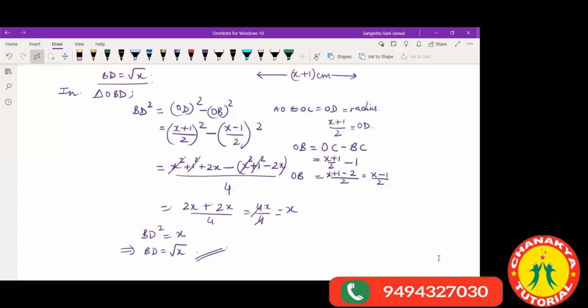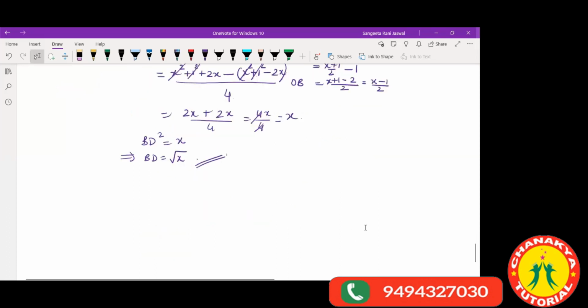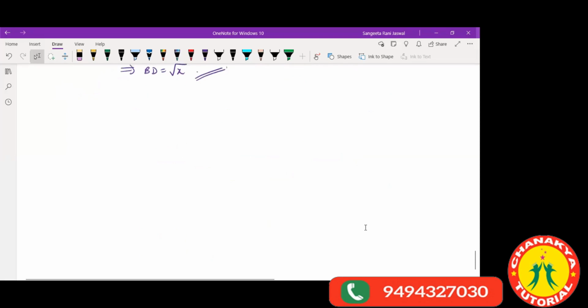Okay. So now I'll take one sum, which is from your book only. Represent root over 9.3 on the number line. On the same grounds, you will do this question. You can do this for 9.3, and you can do it for any more numbers also, any kind of numbers.